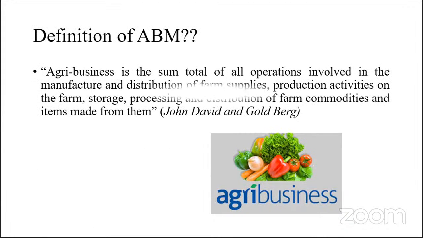According to us, agribusiness is the sum total of all the operations involved in the agriculture sector, that is, manufacturing and distribution of farm supplies and production activities on the farm, storage, processing, transportation, and everything. From the stage of raw material processing to the final product, from there the manufacturing, from there the processing, from there the storing, from there the transportation. All these activities together on one platform are agribusiness. The definition is very, very clear.